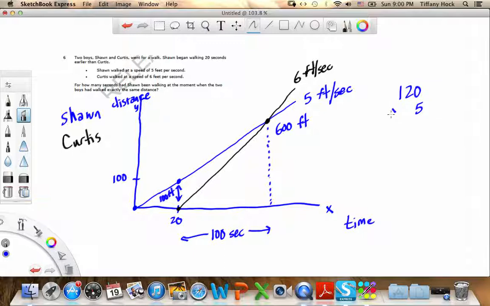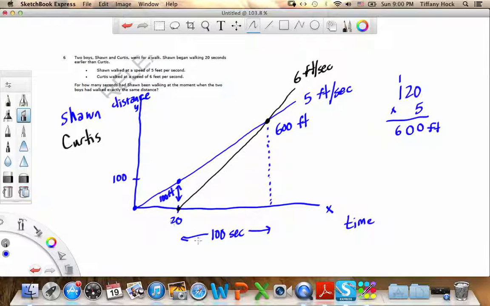And if I multiply that times his speed, 5, 0 times 5 is 0, 2 times 5 is 10, carry the 1, and 1 times 5 plus 1 would be 6. So that's also 600 feet. So in fact, they have walked exactly the same distance now.